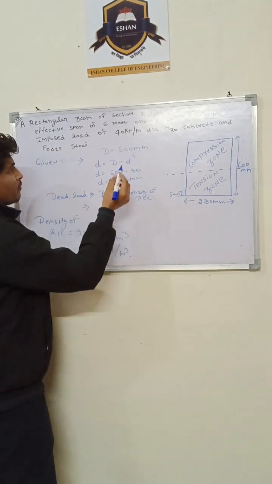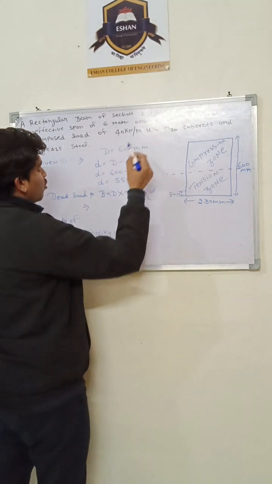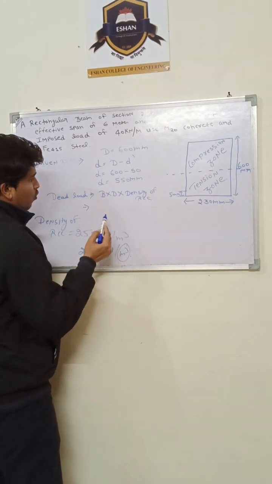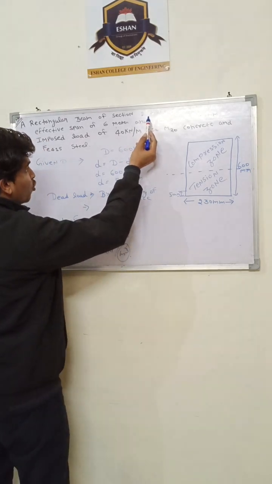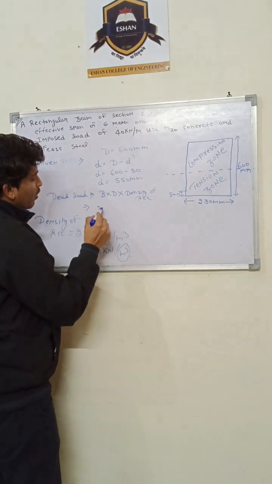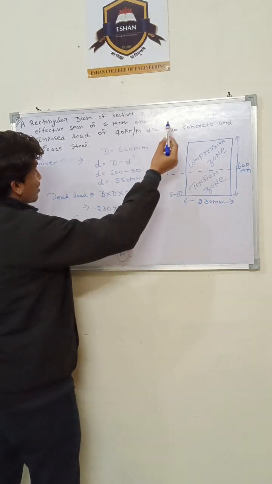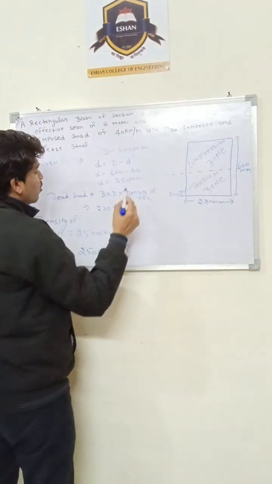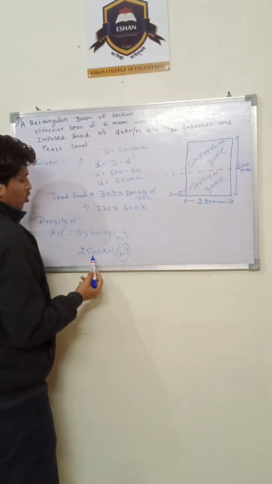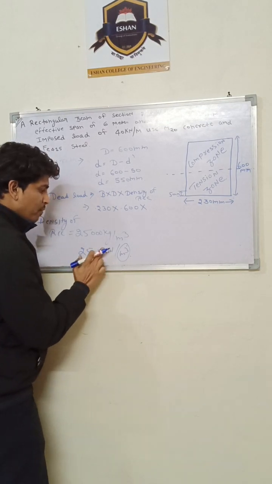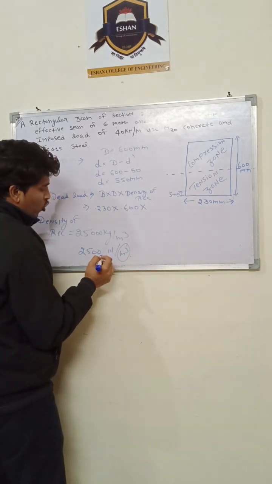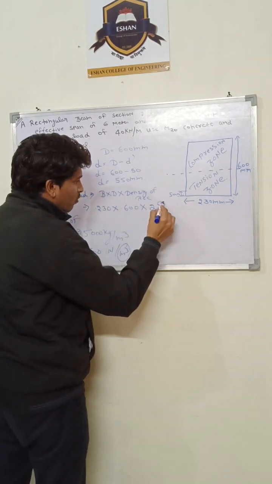For this calculation, how much is B given? 230 mm. But this is in meter cube, so we have to convert this value into meter. This is 230 mm; when you convert this value, you get 0.230. And depth is 600 mm; when you convert this into meter, you get 0.600. And density of RCC is 25. It is Newton per meter cube only; when you convert this into kilonewton, you get the value of 25.